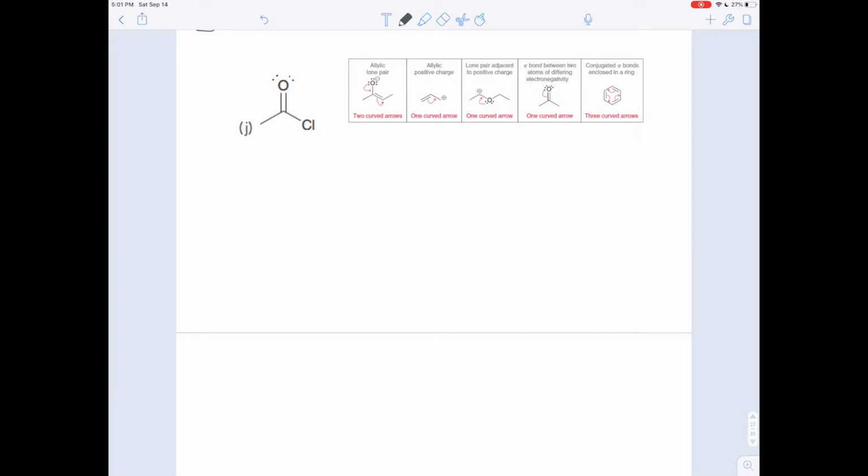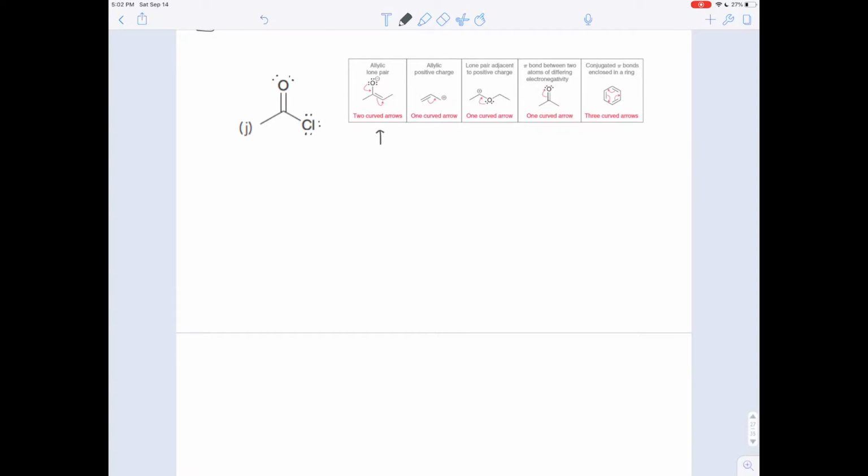The oxygen needs 2 of them to get a total of 2, 4, 6, 8. And the chlorine needs a total of 3 lone pairs to get a total of 8 electrons around it. Remember, each bond has 2 electrons in it. So that's our structure, and that's the one that we're going to go through these 5 patterns with.